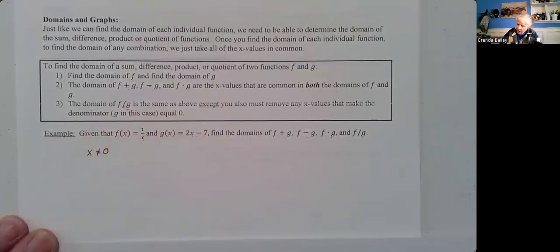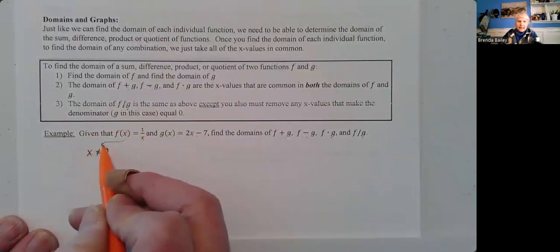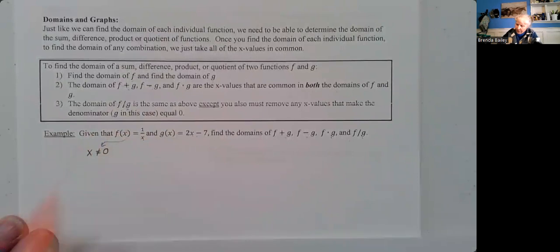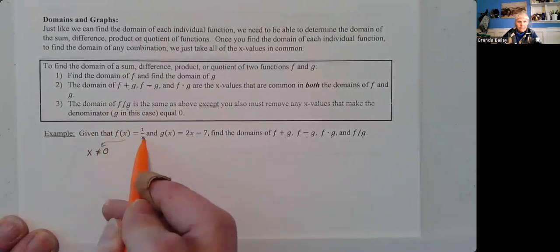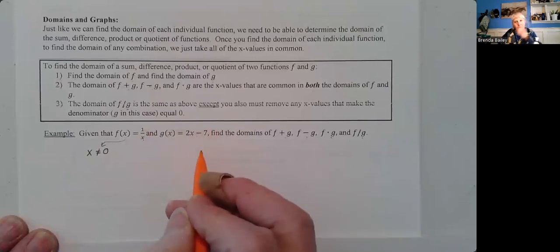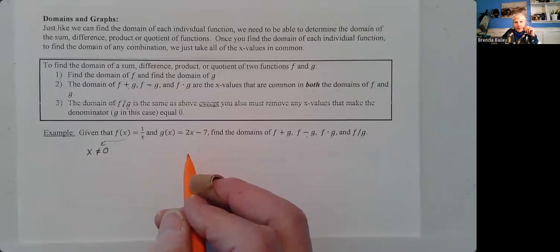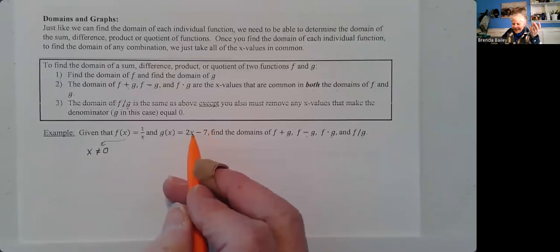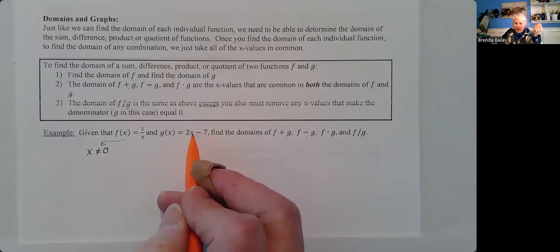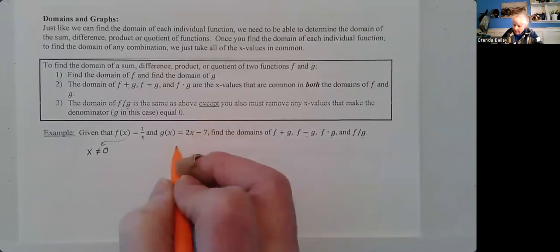So I know that the domain of f of x is x cannot be 0, because if you put in 0, you get a 0 down here. Now, what's the domain of g of x? Well, there is no fraction here, so this is just a line that goes in both directions. There's nothing you cannot put in here. So this one is negative infinity to infinity, or all real numbers.